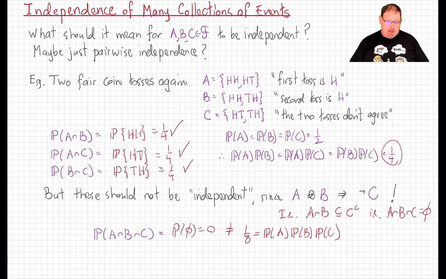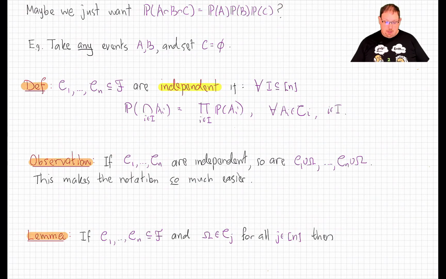But we need to be careful. We might just want to say independence of three events means that the probability of their intersection is the product of their probabilities. But that is weaker than what we had before. That does not imply pairwise independence. For example, suppose that we just take C to be the empty set, and A and B be any two events. Well then, this is 0, and the intersection here is empty, and therefore this is also 0, so we do get agreement of this triple product.